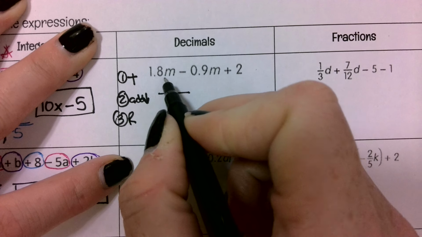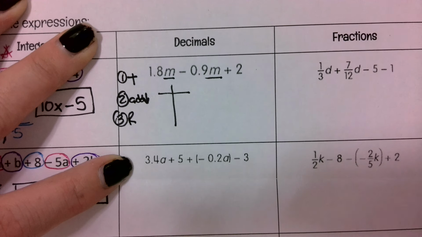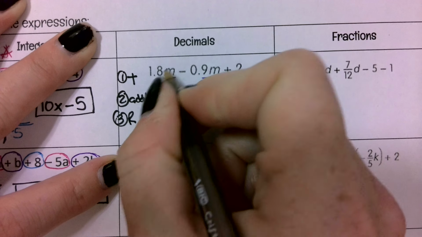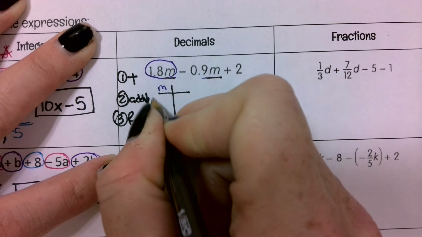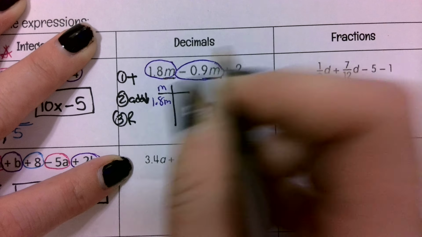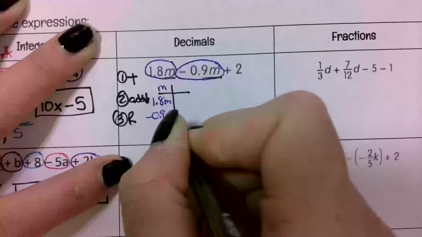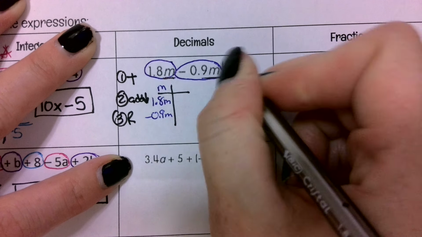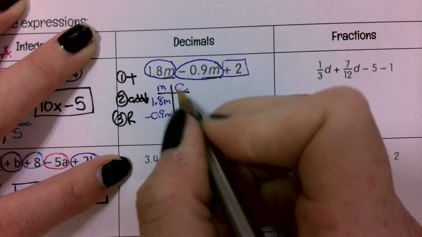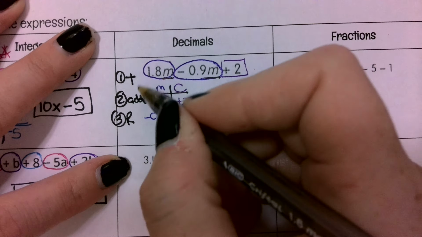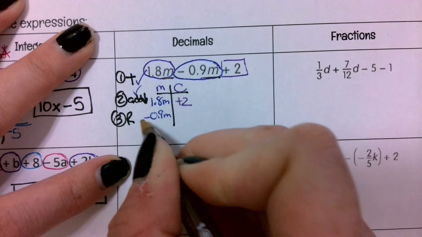Hopefully by now you're used to identifying that we have M's. So we will have an M column, which has our 1.8 and our negative or minus 0.9 M. Then we just have our constants, C of plus 2. So now we've done step 1. Now we're on to step 2, adding down.